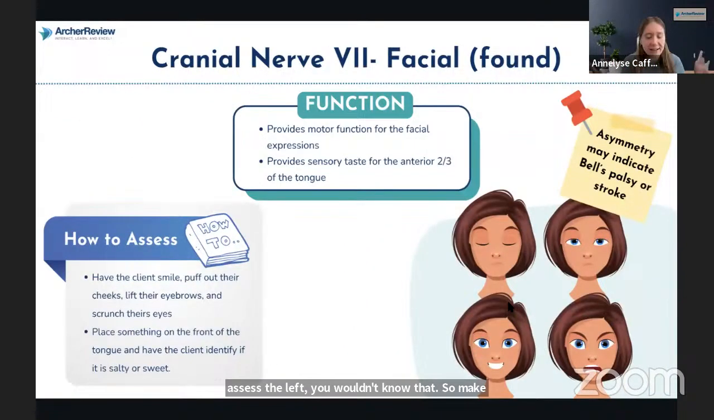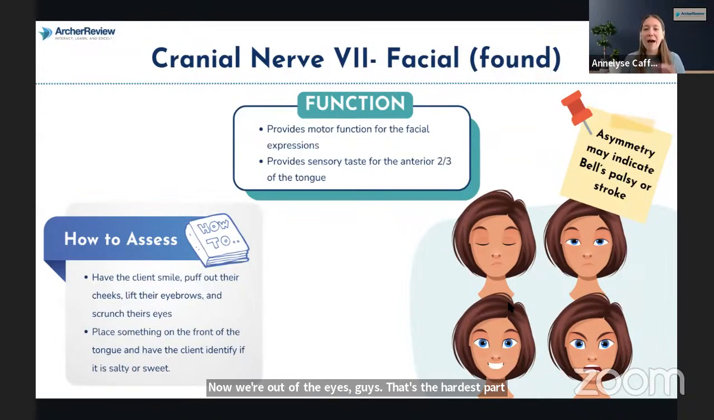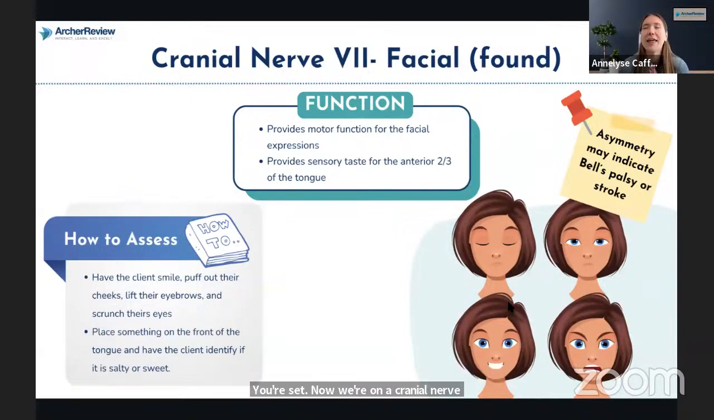Now we're out of the eyes, guys. That's the hardest part of cranial nerves, I think, is the eyes. So we've mastered 2, 3, 4, and 6. You're set. Now we're on to cranial nerve 7, the facial. This is by far my favorite cranial nerve to assess. And I stand by that because it makes everyone feel a little bit silly. It's a little bit dumb. And so it's fun to test.